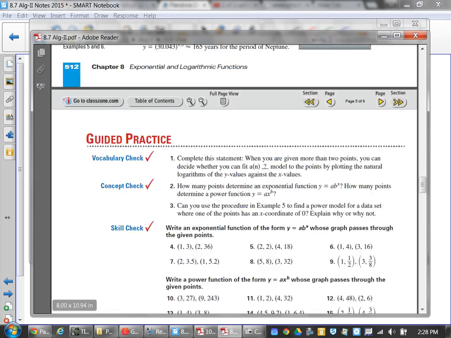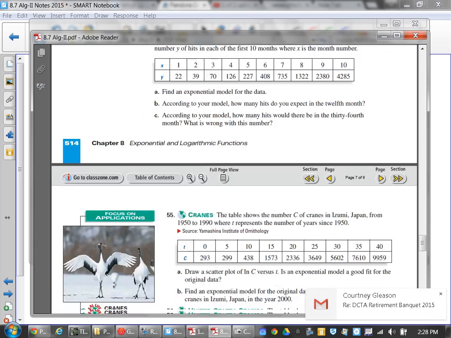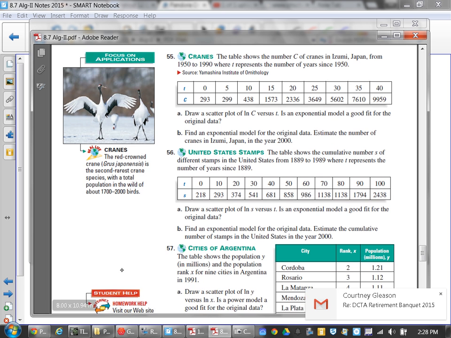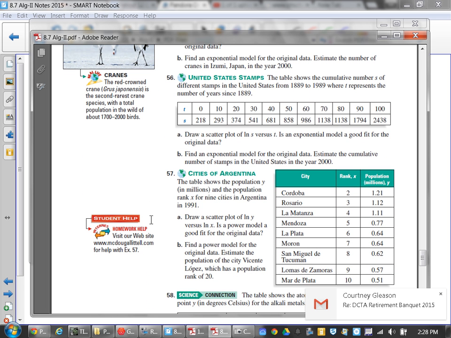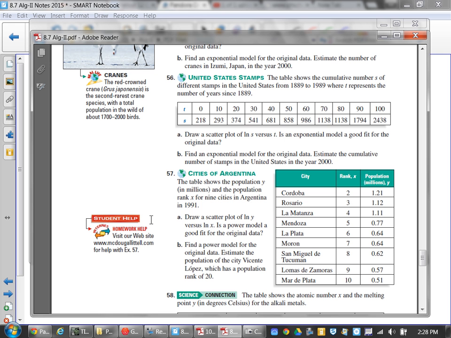Are you giving this problem to do or is this homework? I'm giving you homework, but I'm just trying to show you this real quick. If you look here, where it says find the exponential model of the original data, estimate the cumulative number of stamps in the United States in the year 2000, you're going to be using that model to solve the question. That's what you wind up doing. So you're using it to solve for something else. So I have to write it for something else. Sure.